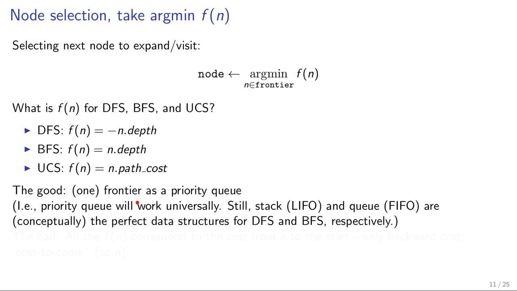So actually, this priority queue could then become a general data structure that you can use for all of them if you set it up in this way, that you just assign a different f(n), which is going to be either depth or path cost or minus depth. Then with a single data structure, a priority queue, you could do all the algorithms. But as we discussed, the stack or the queue are intuitively, conceptually the right data structures for DFS and BFS respectively.